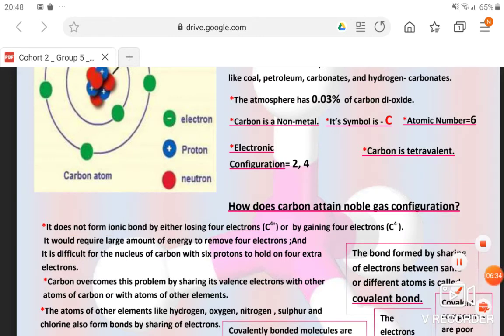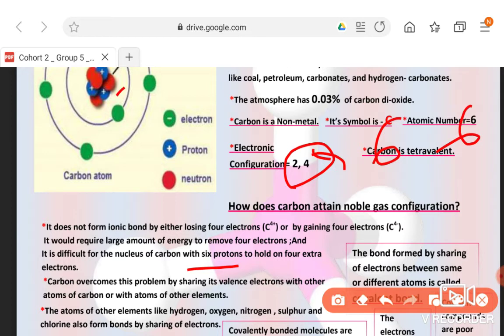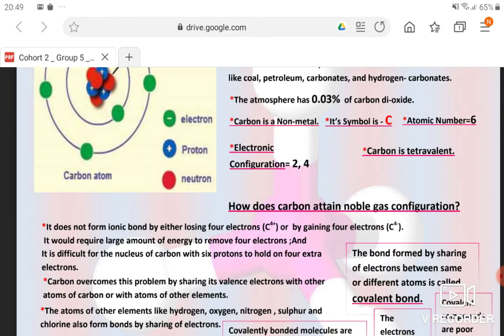But gaining electrons would not be easy because it has only 6 protons, which cannot hold so many electrons. These positive protons would have to hold 4 more electrons. 6 protons versus 6 electrons is okay, but if 4 more electrons are gained, then it will become 6 protons and 10 electrons, and for these 6 protons to hold these 10 electrons with their force is very difficult, so it cannot gain 4 electrons.